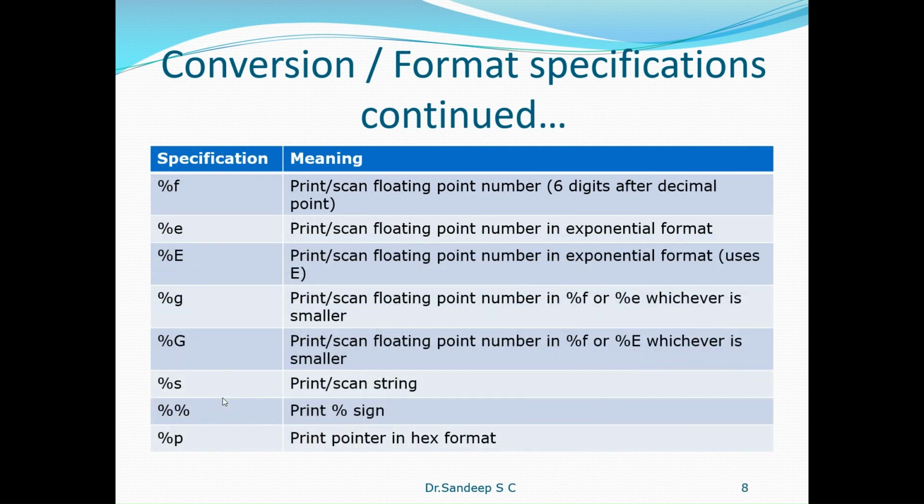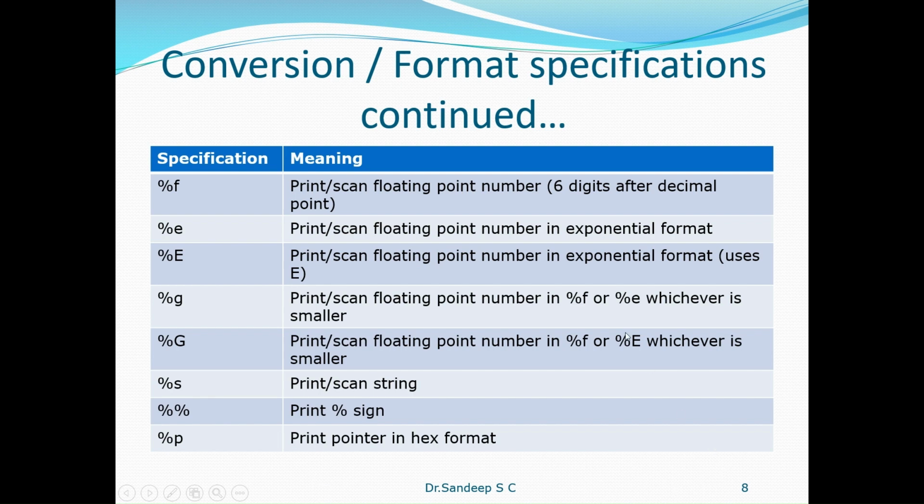Continuing the same thing, for the float we have percentage f, exponent format percentage e, and also the uppercase case for the exponential format. Then we have the floating point number, whichever is smaller. If you want percentage f or percentage e, whichever is smaller, or optimal storage in the memory, then we give percentage g.